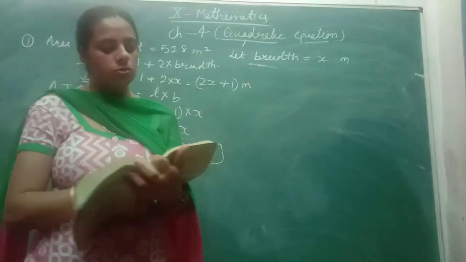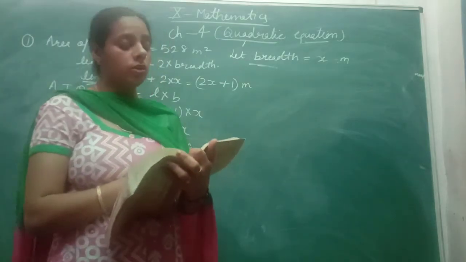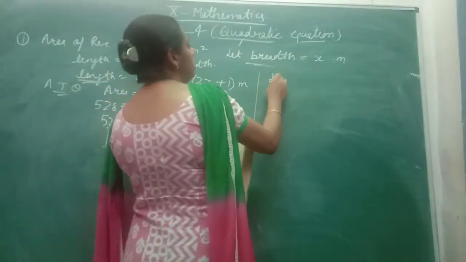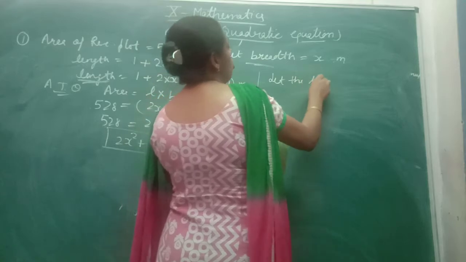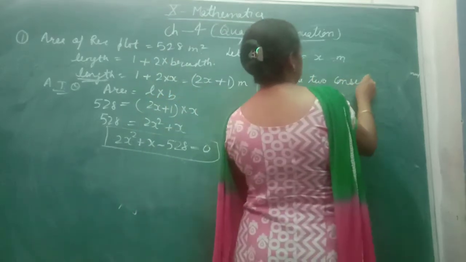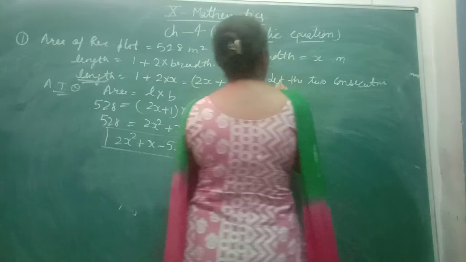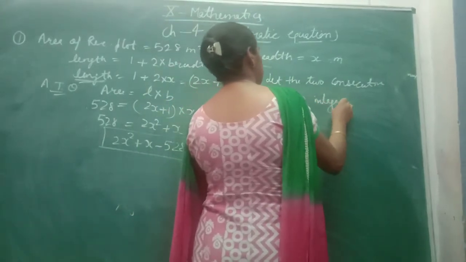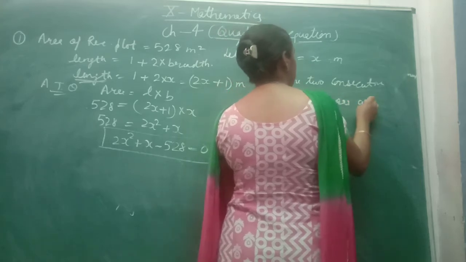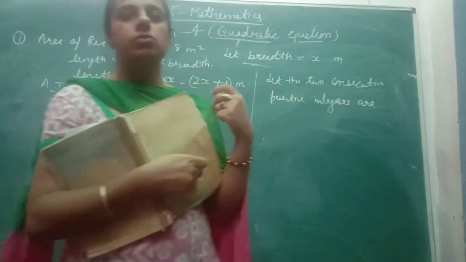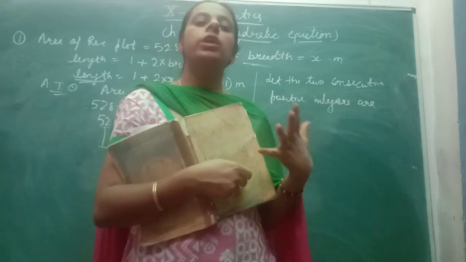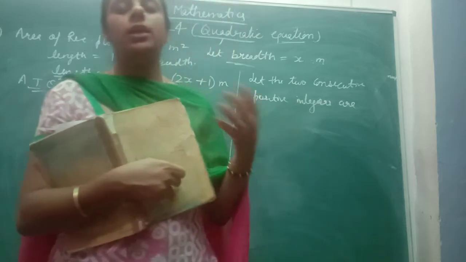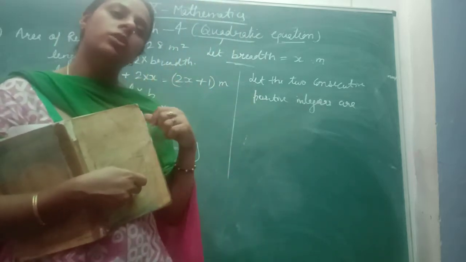Come to question number 2. You have to find the product of two consecutive positive integers. Okay, let the two consecutive positive integers be... Consecutive means if you take the first one as 2, then the second is 3. If you take 5, then the second is 6. If you take 8, then the second is 9. That is one. The second one is one more than the previous one.